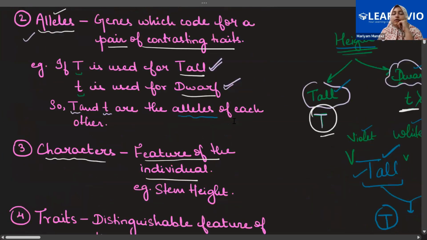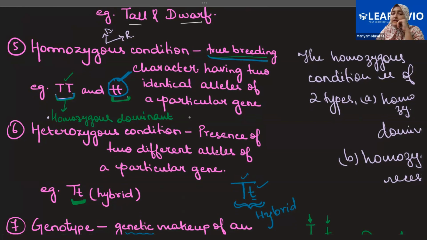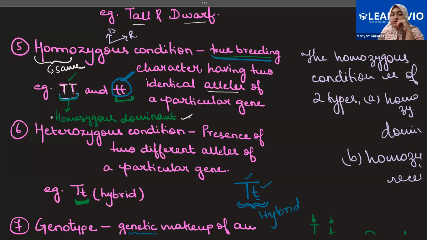All right. Now let's talk about homozygous condition and heterozygous condition. The true breeding characters having 2 identical alleles, for example, capital T together, is the homozygous condition. Homo means same. So when capital T is present together, we'll call it homozygous dominant, because both of them are dominant. And when small t is present together, we'll call it homozygous recessive. Homo means same, and in this condition the 2 genes, or you can say the 2 alleles, are similar, they are identical. Then comes the heterozygous condition.